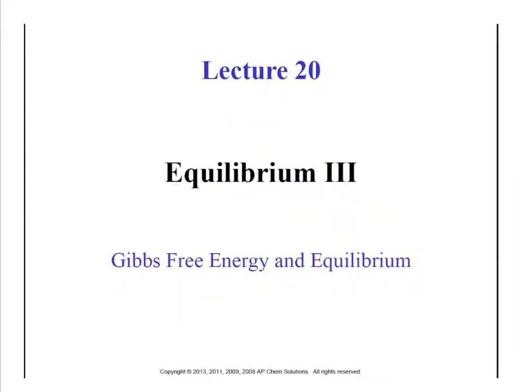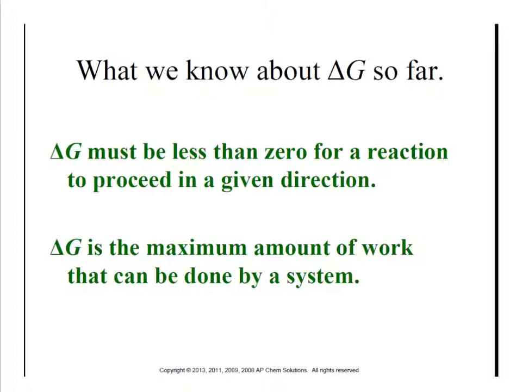All right, now it's time to relate equilibrium to a previous unit. So we're going to tie equilibrium into Gibbs free energy. So let's review what we know so far about delta G, Gibbs free energy. So delta G, either positive or negative.